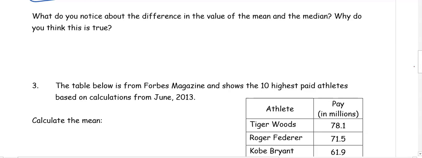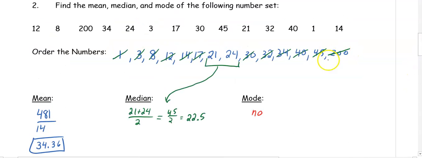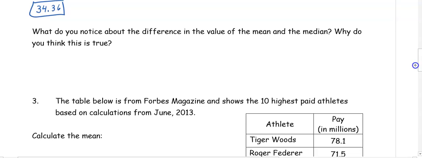So in this case, what did we notice about the median and the mean? The mean is a lot higher than the median. And the reason is because of that big number, 200, in our set. So our mean is a lot higher than our median because of the 200 number.